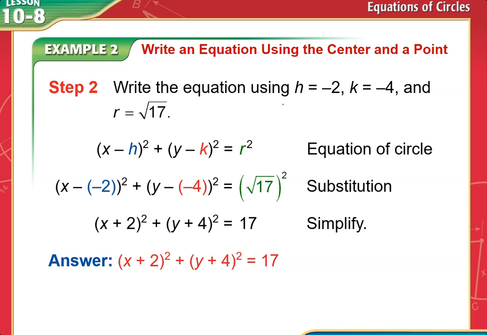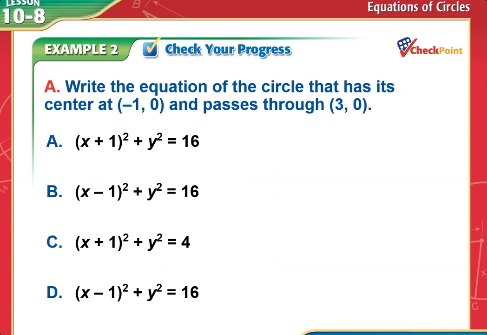Okay, now you're going to check your progress and see if you can find the equation of a circle that has a center at negative 1, 0 and passes through the point 3, 0. Go ahead and pause your video. Right, if you said A, you are correct.